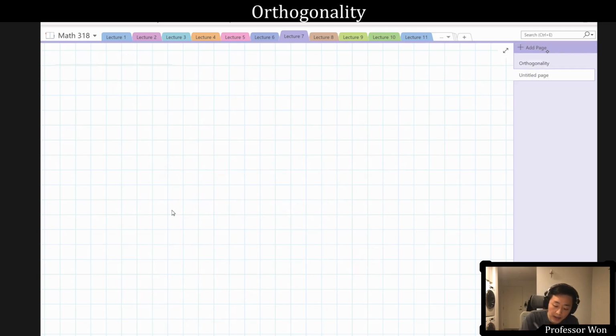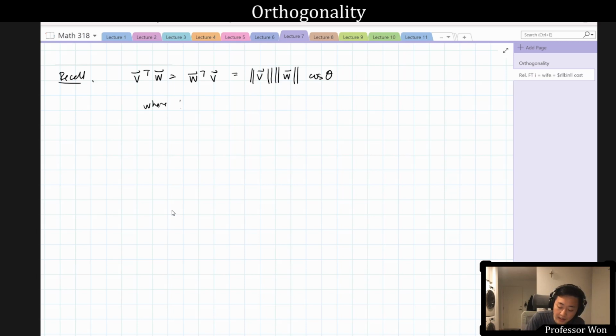Okay, also, perhaps you remember from maybe Calc 3 or something, that if you take the dot product of two vectors, first of all, it doesn't matter which order you take the dot product in. And then maybe you remember that it's the length of V times the length of W times the cosine of the angle between them, where theta is the angle between v and w.